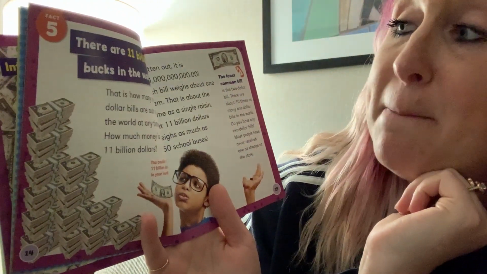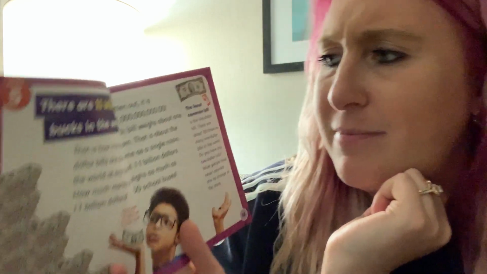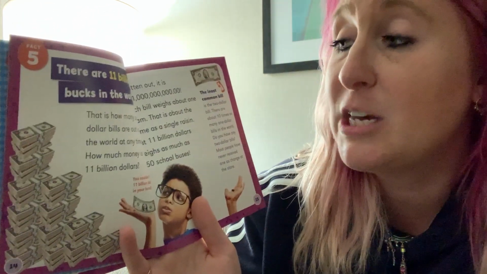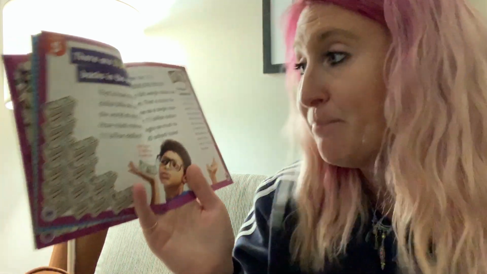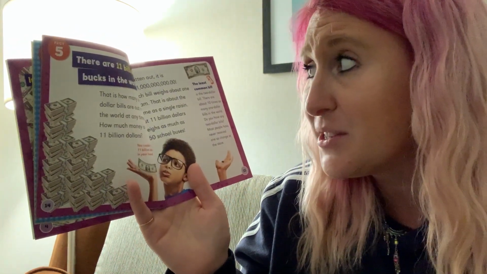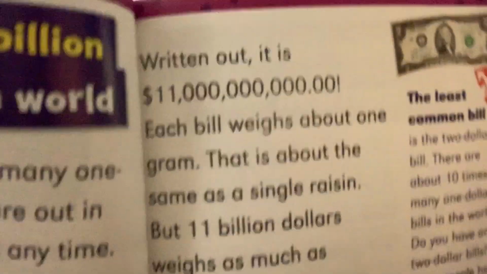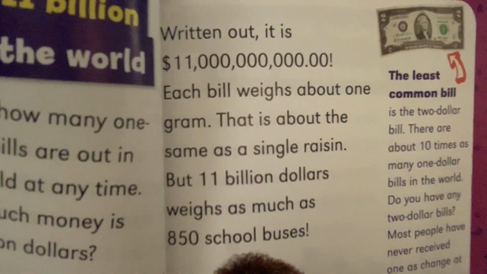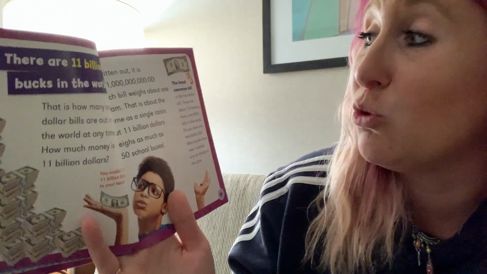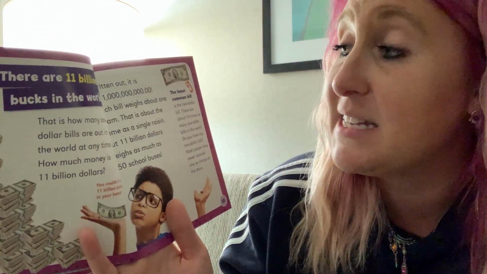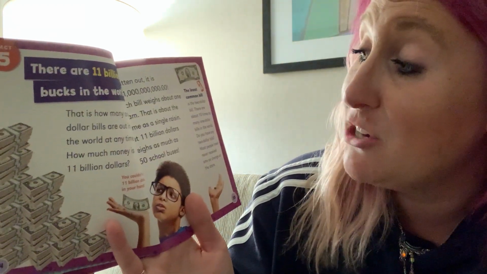Didn't know that either. Fun fact number 5. There are 11 billion $1 bills out in the world at any time. Wow. How much money is $11 billion? Well, written out, it is all of that. Look at all those zeros. Each bill weighs about 1 gram, and that is about the same as a single raisin. But $11 billion weighs as much as 850 school buses. Whoa!